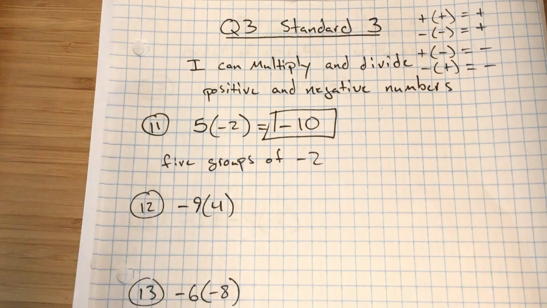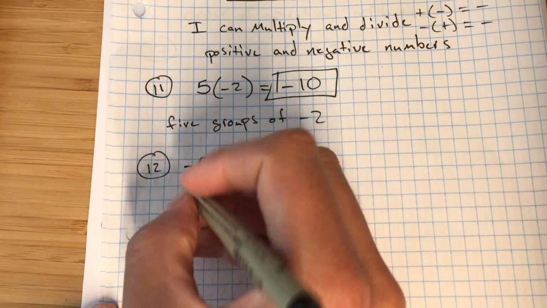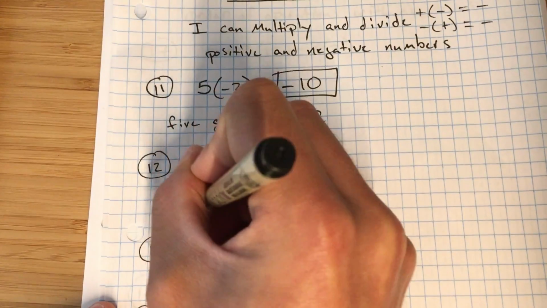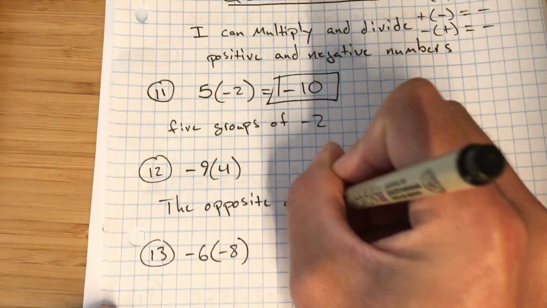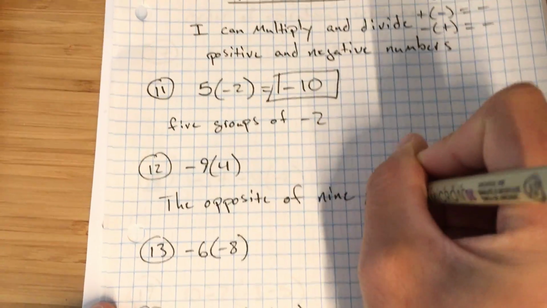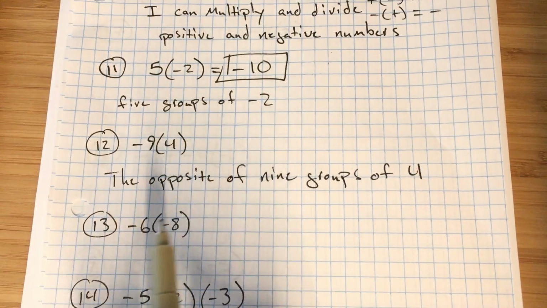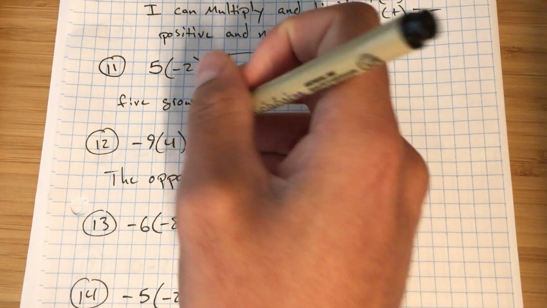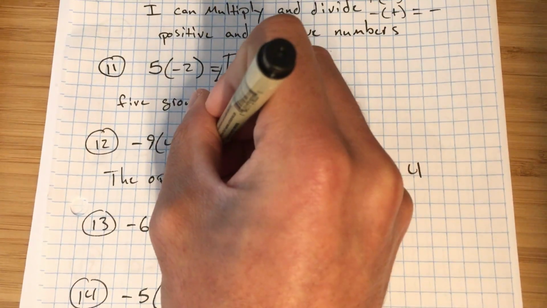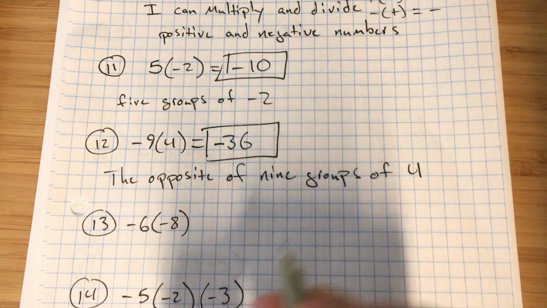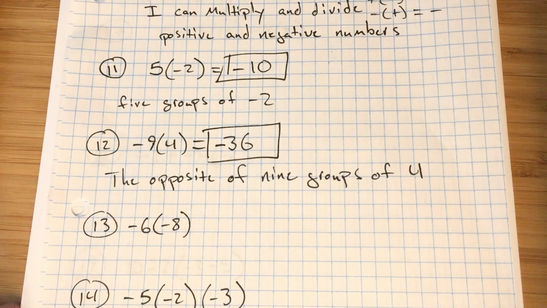Negative 9 times 4. The way we think of this one, you're right if you're thinking it's going to be a negative answer. We think of this as, if there's a negative in the front, we called it the opposite of 9 groups of 4. Oops, I'm off the screen a little bit there. So 9 groups of 4 is 36. 9 times 4 is 36. But this is the opposite of that, so it must be negative 36. And again, you can also just know that a negative times a positive is a negative. That's okay too. I'm just trying to help you remember why.